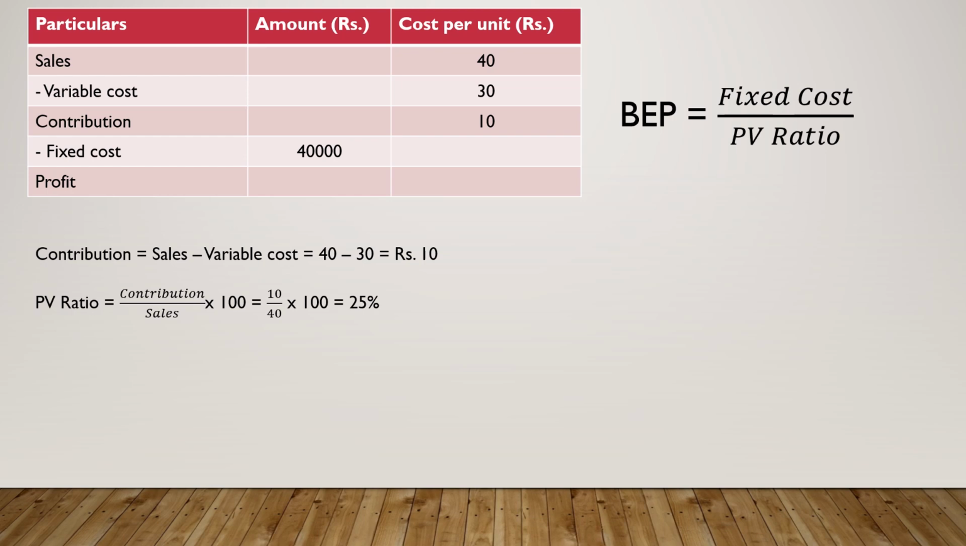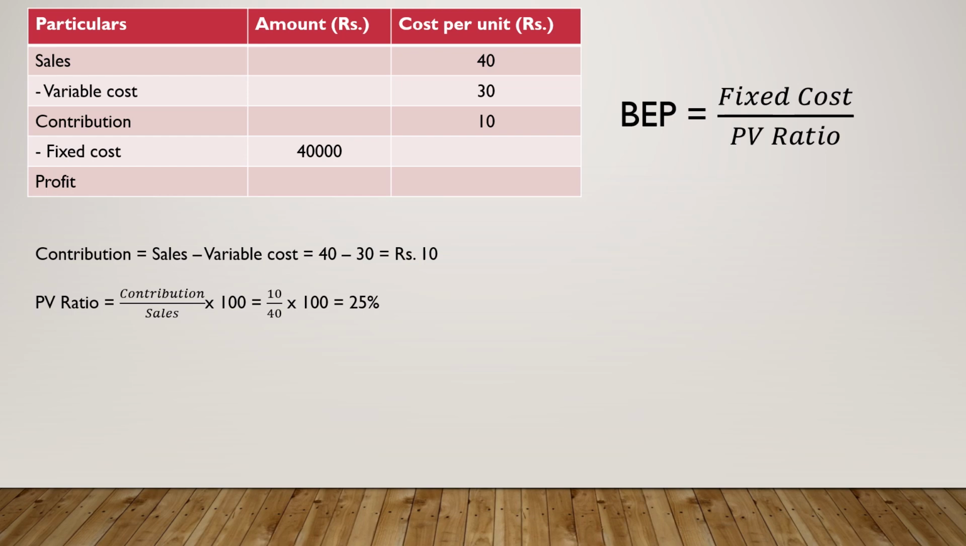Now, just remember, if the total amount of sales and total variable cost is given, we will get total contribution. And if the per unit is given, we will get contribution per unit. So either by using the contribution per unit or by using the total amount, you can get the PV ratio. Either you can use total contribution upon total sales, or else you can go for contribution per unit upon selling price per unit. So, this is 10 divided by 40 into 100, 25%.